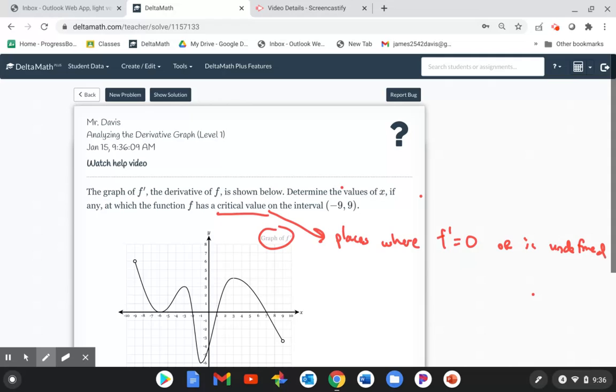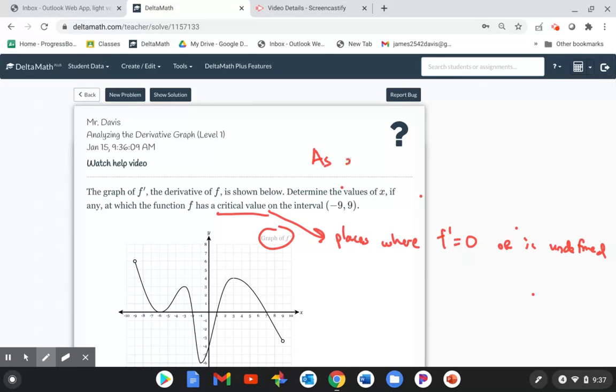Critical values generally are places where there's mins and maxes. Minimums and maximums always occur at critical values. However, not so, you can think of it in this way. If you ever heard the saying that all squares are rectangles, but not all rectangles are squares, it's kind of the same idea here.